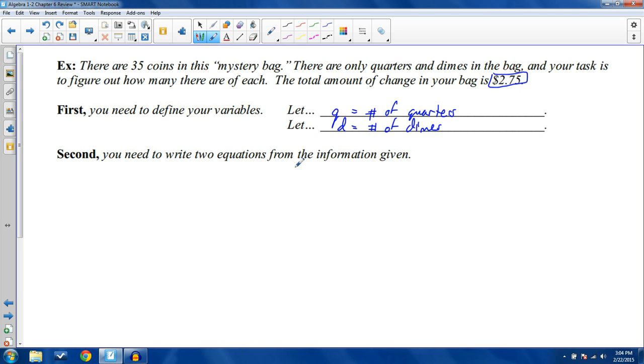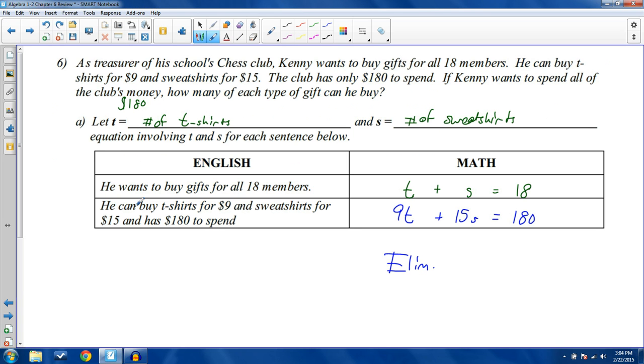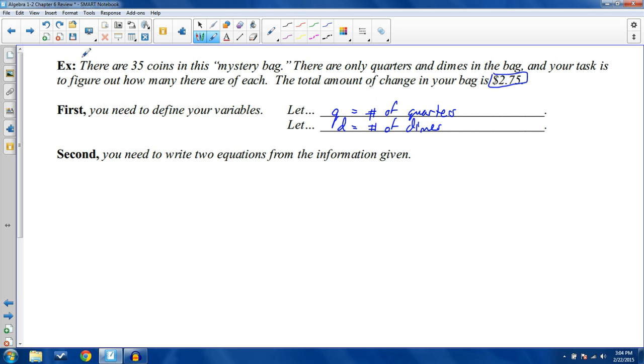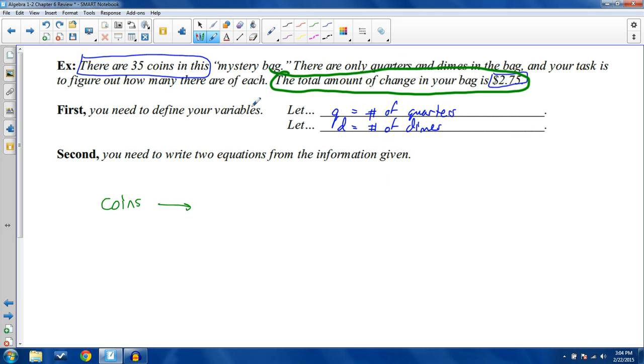Now we need to write two equations from the information given. The reason this one was harder is because they don't tell you, here's how you're going to write this equation. You need to know that you need to create an equation based on this information, 35 coins, and also the information that the total amount is 275. So one of your sets of units will be in terms of coins. I'm going to write an equation on coins. The number of quarters plus the number of dimes equals 35 total. There are a total of 35 quarters and dimes.